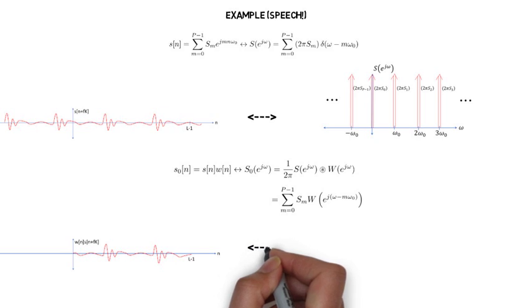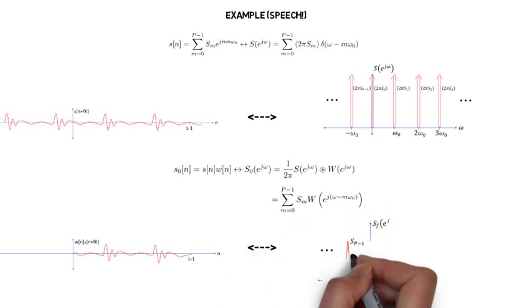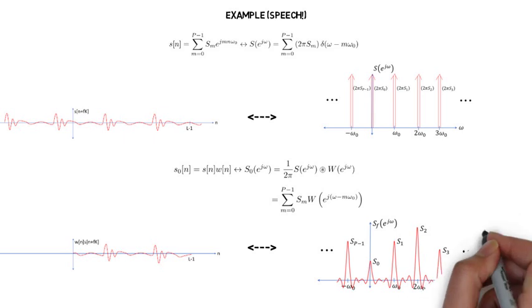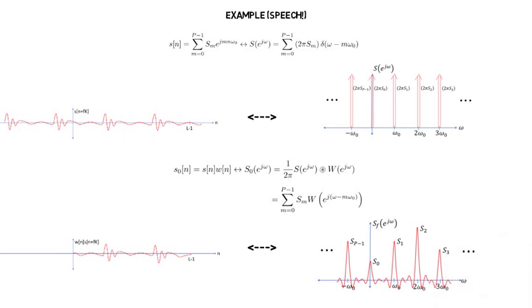And its Fourier transform now looks something like this. It's a whole set of window functions that have each been scaled by the corresponding speech spectrum harmonic amplitude and added together. So the first window function is scaled by S1, the second by S2, the third by S3, and so on.